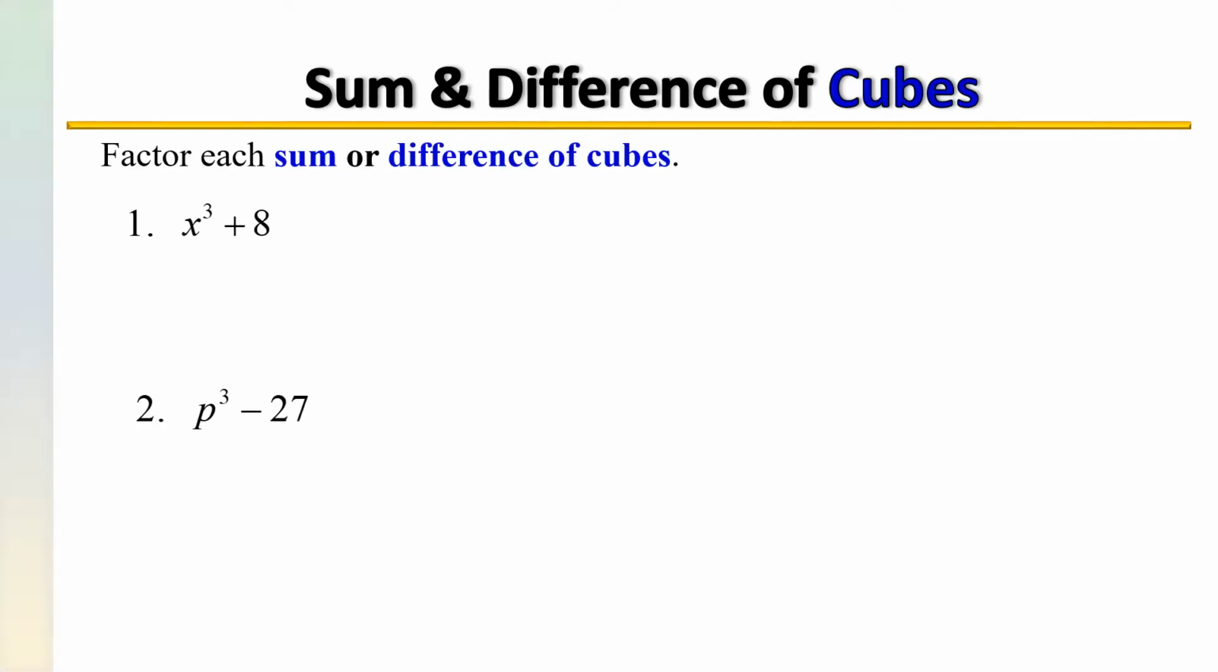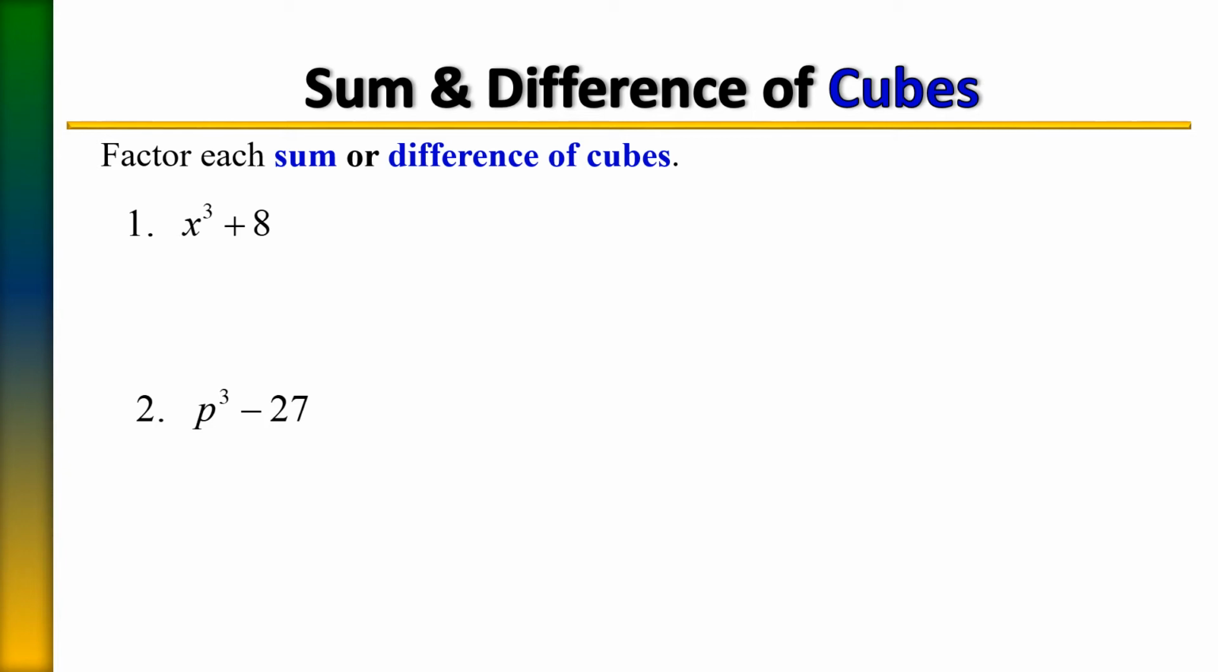Okay, let's do some problems factoring a sum and difference of cubes. So step one, I would suggest, is identify what your signs are going to be so you don't have to focus on the signs once you start filling in the binomial and the trinomial. So remember the signs are SOP, same, opposite, positive.